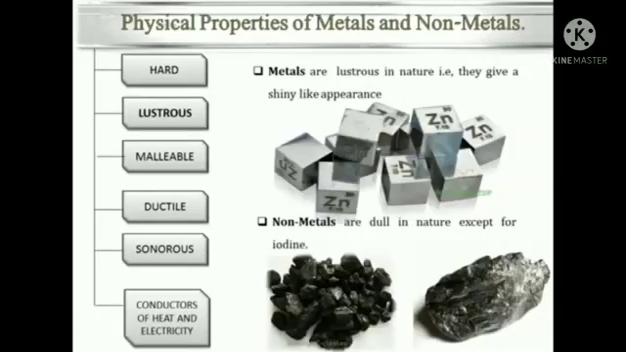Okay. And the next property is lustrous. Metals are lustrous in nature, that is, they give a shiny like appearance. They give a shiny like appearance. And non-metals are dull in nature except for iodine. So there will always be some exception.